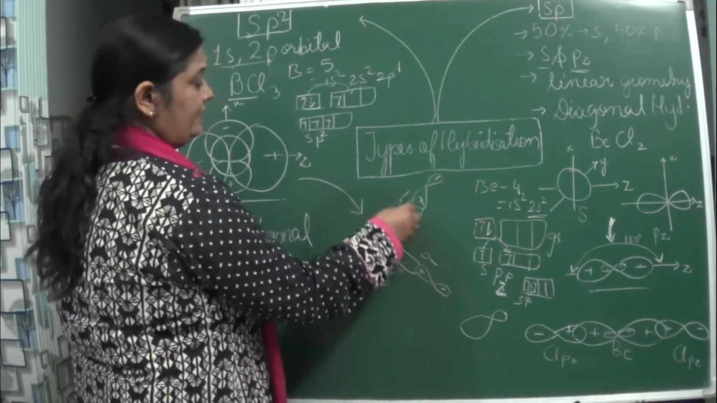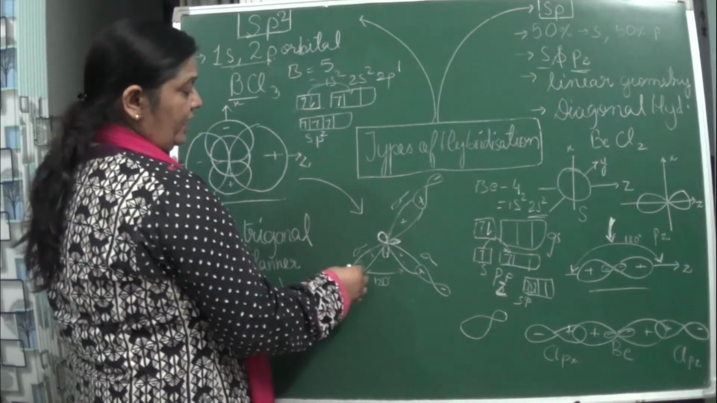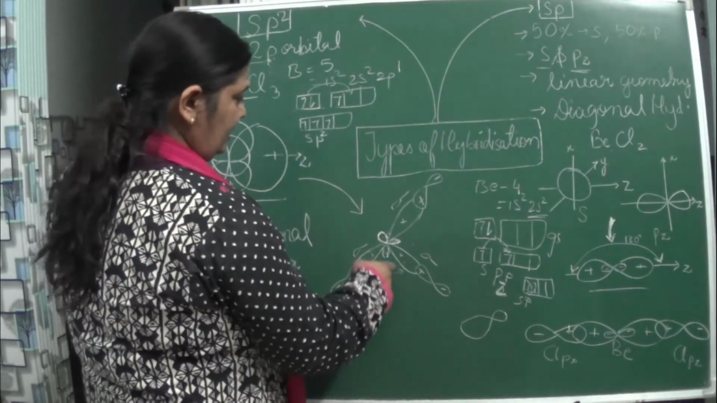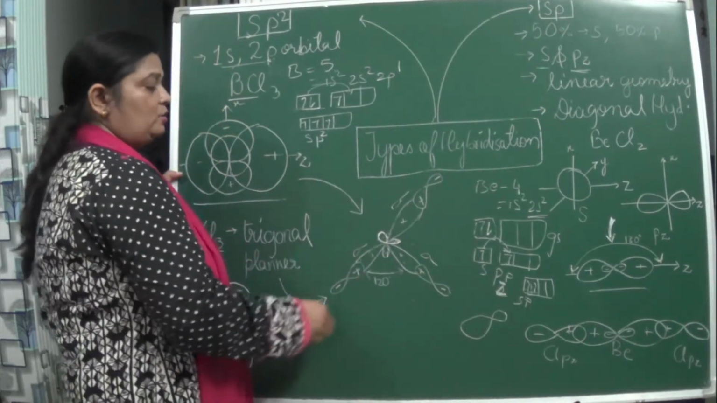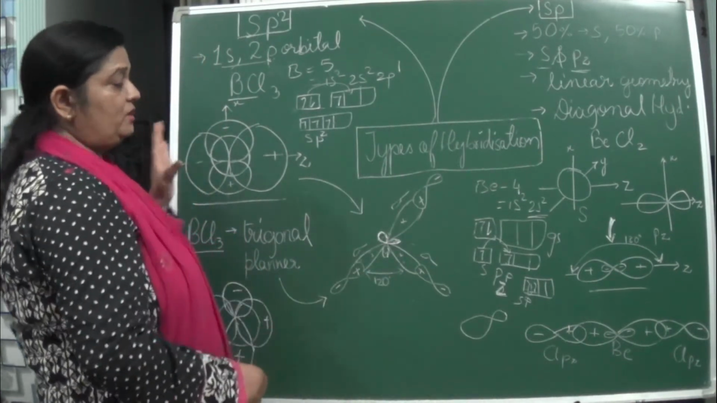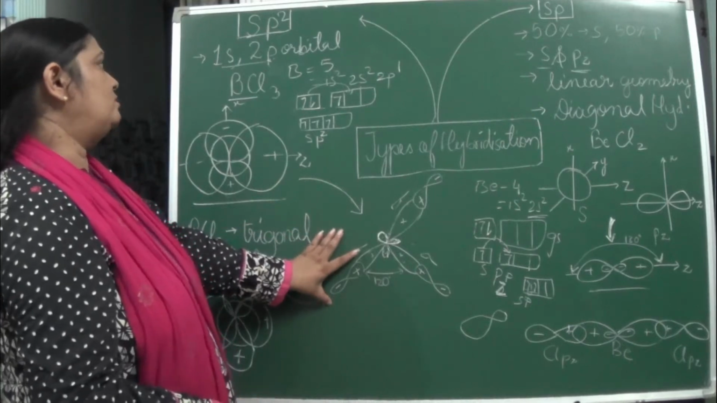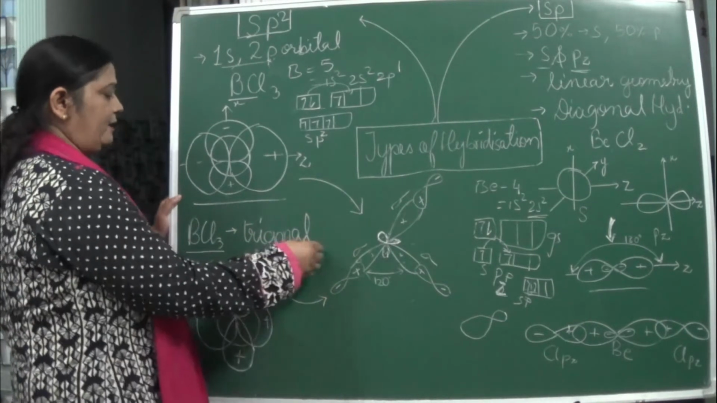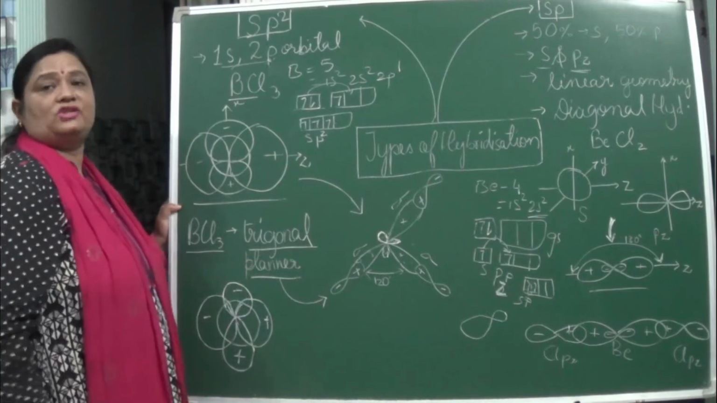So here you can see it is of dumbbell shape. And here also, if you are seeing positive and positive, we are seeing positive overlap over here. And so this structure of boron trichloride will come, which is trigonal planar in nature.